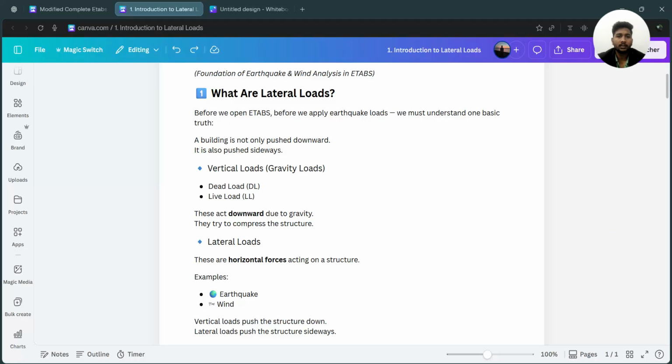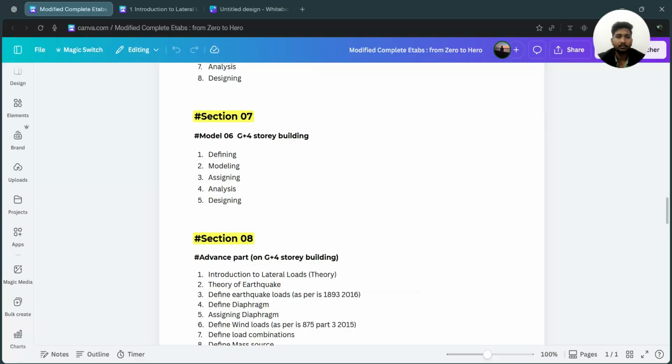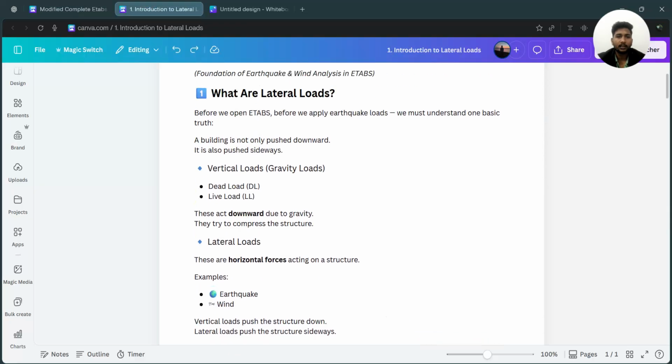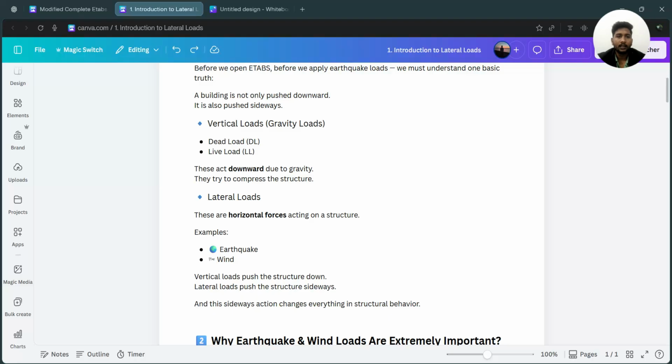So what is the lateral load? The vertical load, that is the gravity load, is what we have seen till now in all the 6 models. These are the vertical loads, that is the dead load and the live load. This acts downward due to gravity. They try to compress the structure.